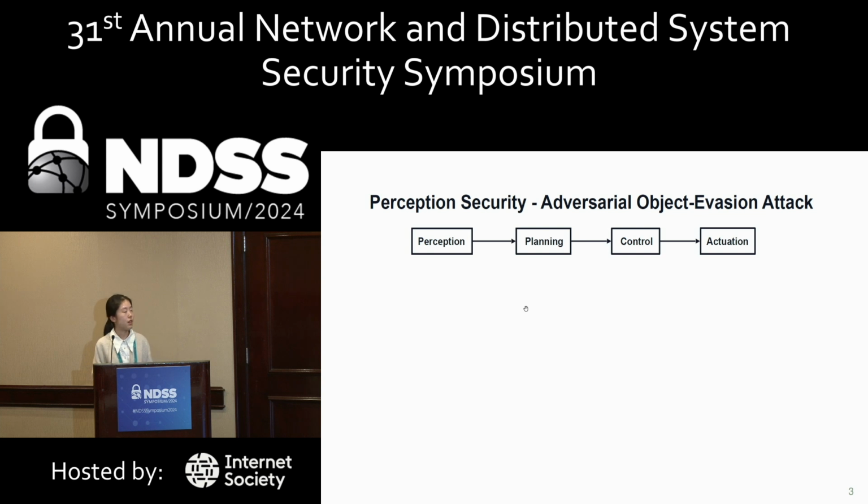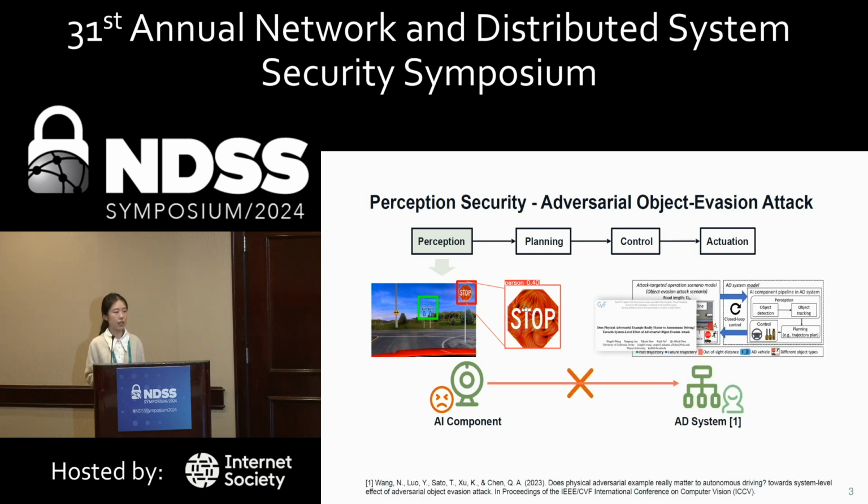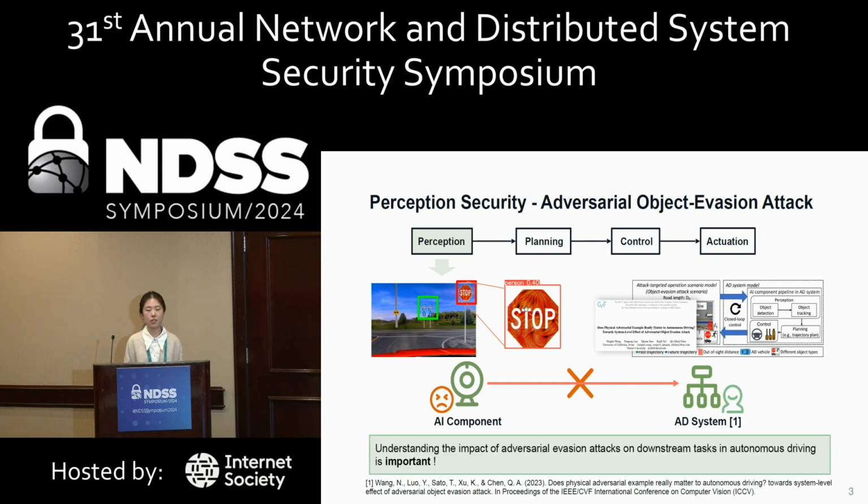Let's start from the first part, the perception part. Nowadays, some researchers have shown the vulnerabilities of machine learning models and AI, and some explore the adversarial attacks for the perception components. But other researchers have shown that this kind of attack aimed at the AI component does not directly lead to the failure of the whole system. So understanding the impact on the downstream task is very important.